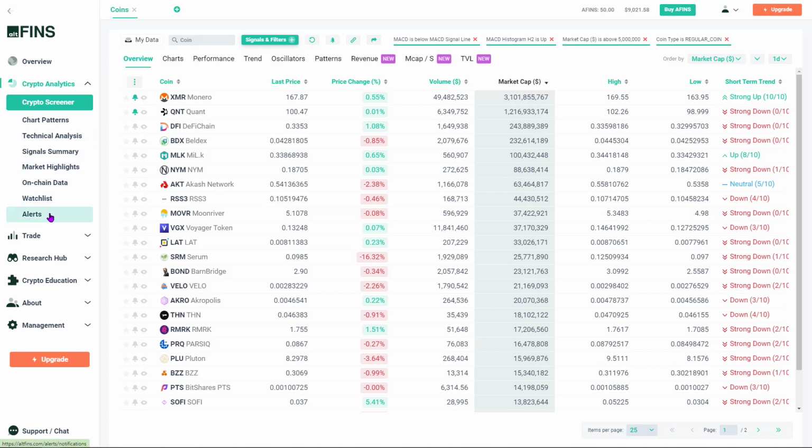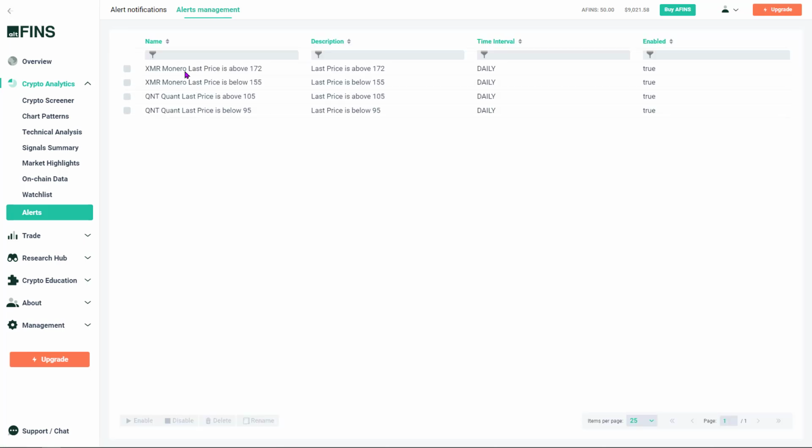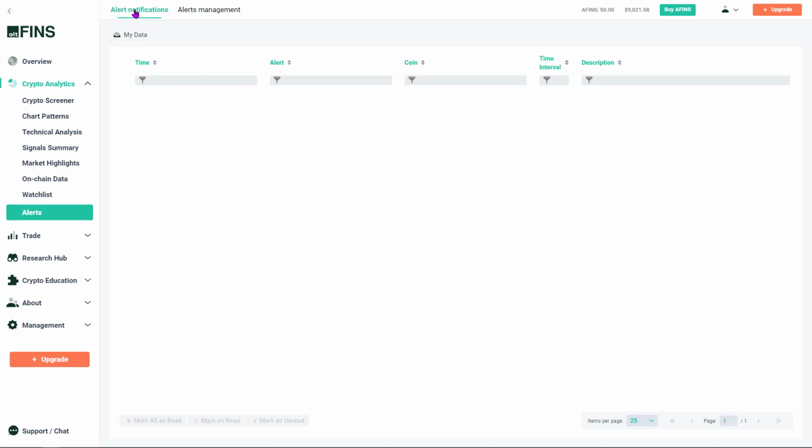And you can see these, or I can see these alerts in my alert management section, right? Monero and Quant. I can delete these or disable them in the future, but the alert notifications will be here, and also I'll get an email.